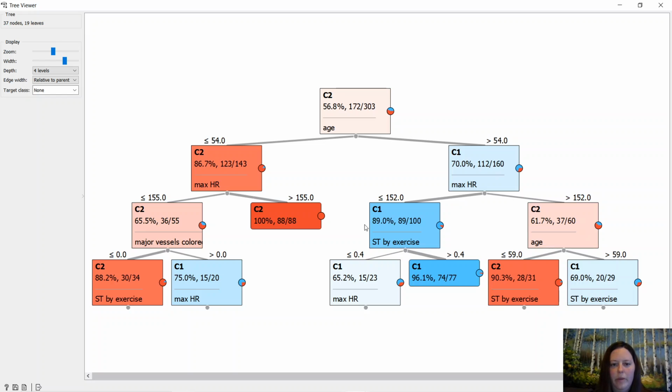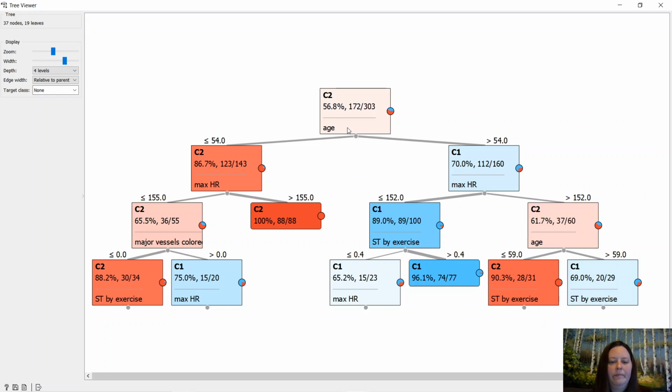Now that we're zoomed in a bit, everybody can see what's going on. Again, we're going to start with the age. If your age is above 54, then you're going to be in category 1, more likely. Let me see. I believe that goes the other direction. If my age is less than or equal to 54, then I'll be in category 2. If I'm greater than 54, I'll be over here for the max heart rate. Younger are in category 2, which is consistent with over here. The younger you are, you'll be in category 2, and the older you'll be in category 1.